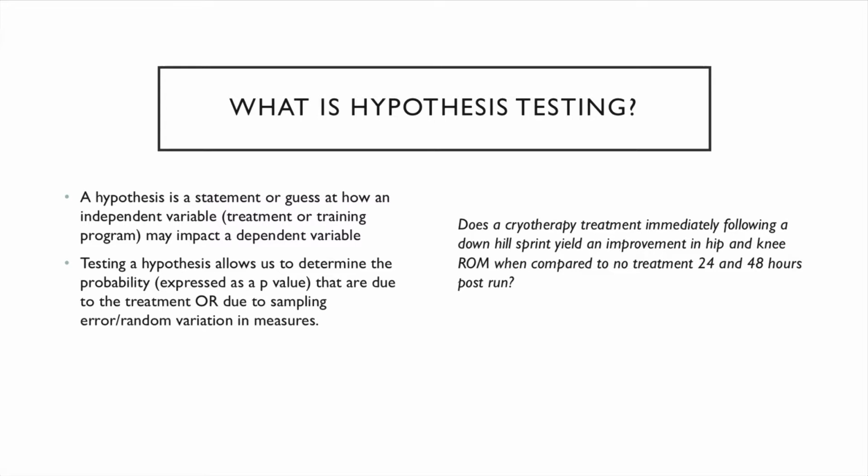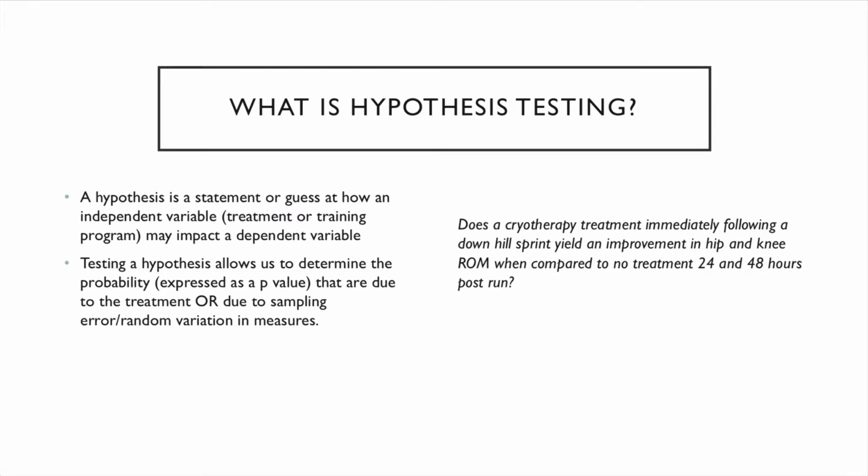Testing a hypothesis is what a research study will do. The researcher makes the guess, then tests the guess by collecting data, utilizing subjects, and so on. Then we see if those results are statistically significant. So testing a hypothesis allows us to examine the probability that differences or changes in a measure are due to the treatment or just due to random variability. So that probability is called a p-value.